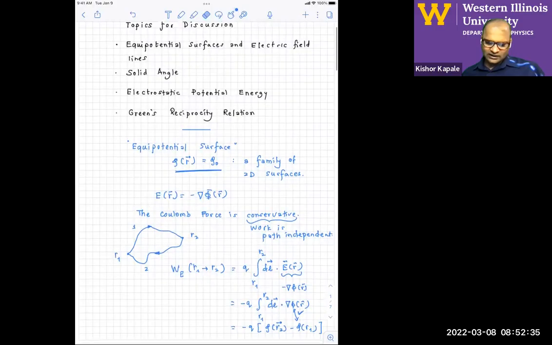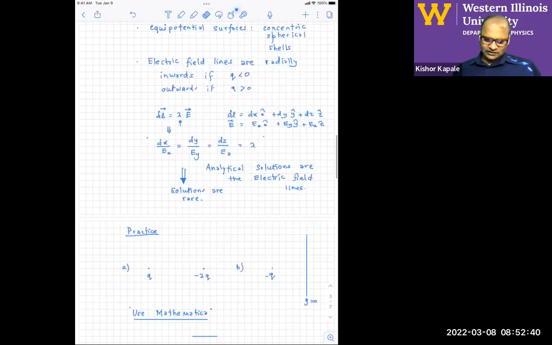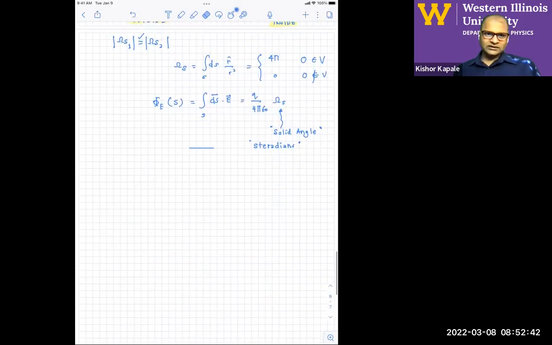So we did the solid angle. Let's take a look quickly at electrostatic potential energy. And then, if time permits, we will do the Green's reciprocity relation. If not, we will do it in the next class. So let's take a look. We already talked about the work done, right?